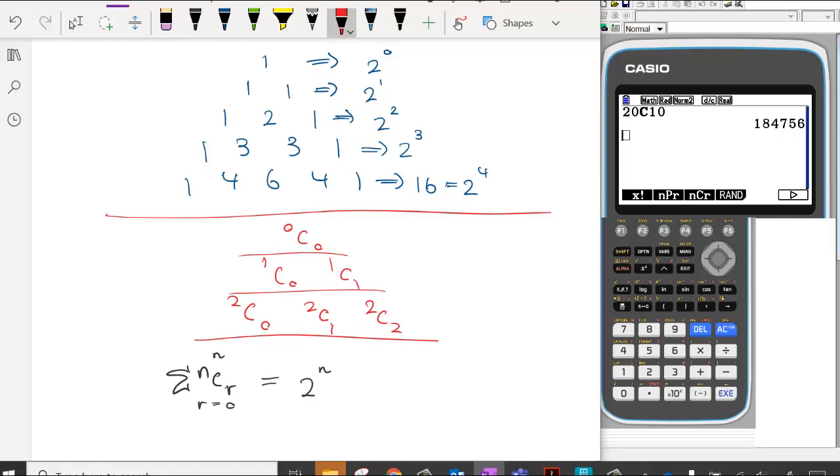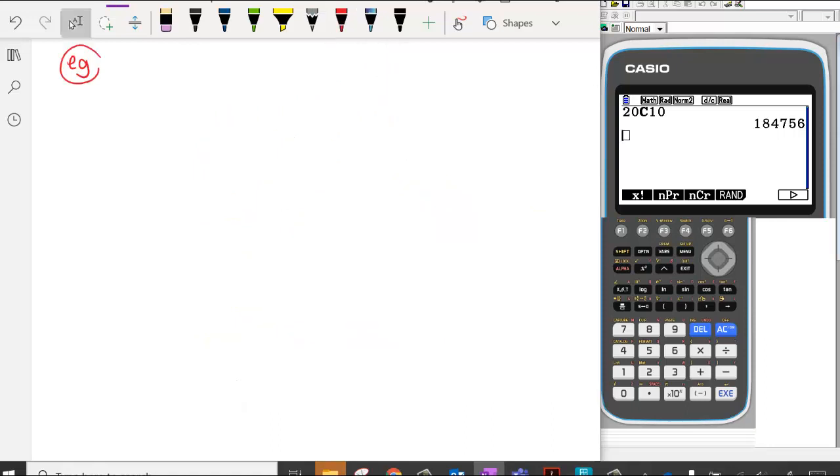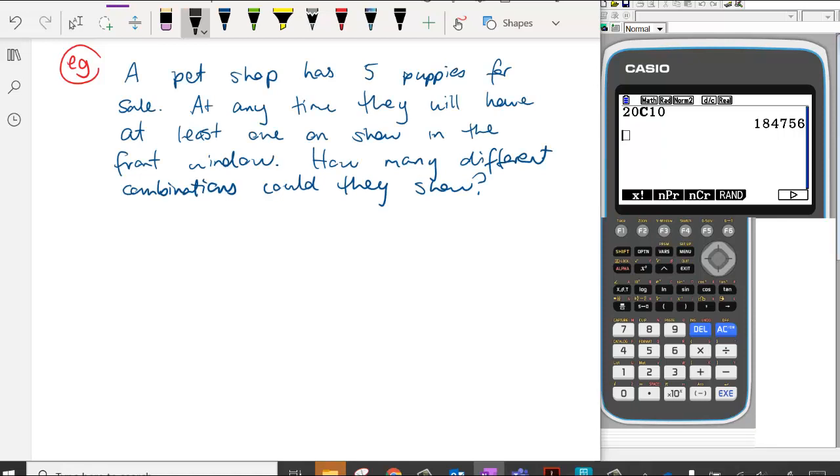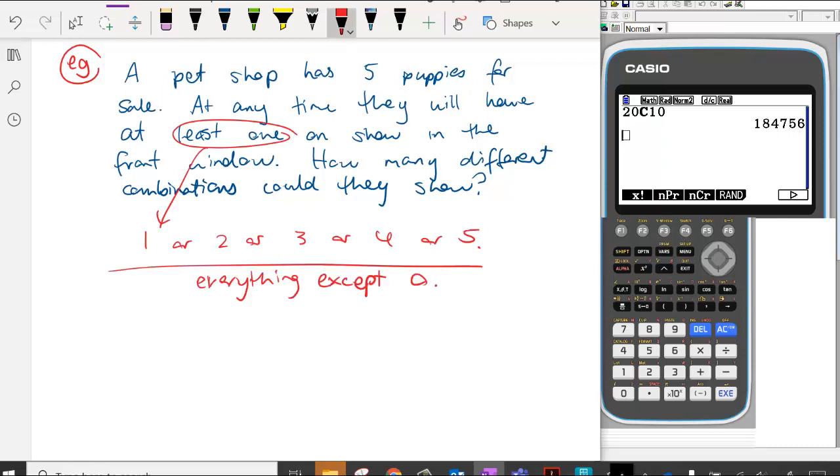And so now we can start to look at a new type of question. This new type of question involves a range of possibilities. So let's look at it. A pet shop has 5 puppies for sale. At any time, they will have at least one on show. So at least one means it's got to be 1 or 2 or 3 or 4 or 5, but it can't be 0. It's everything except 0. And we're looking at how many different combinations could they show.